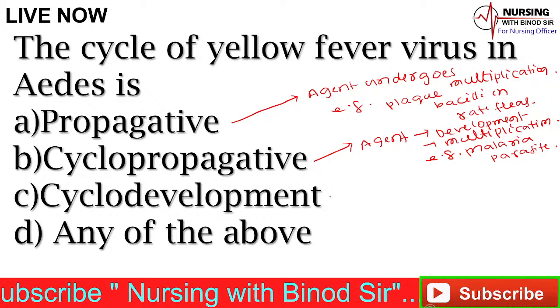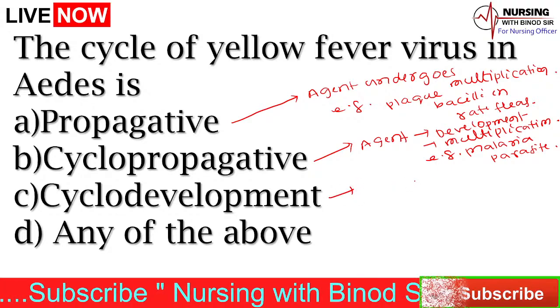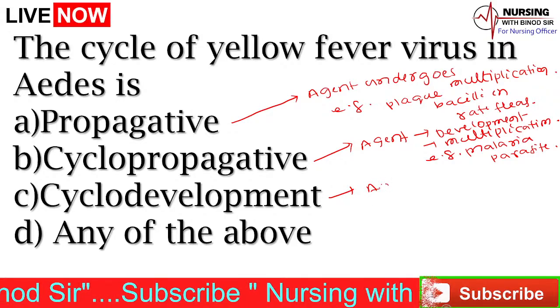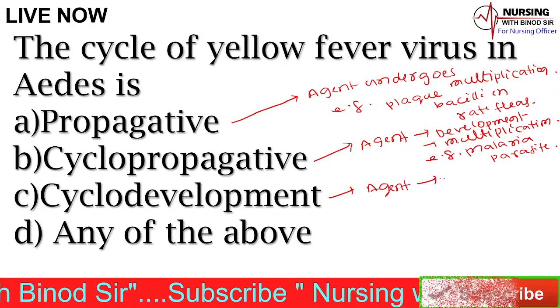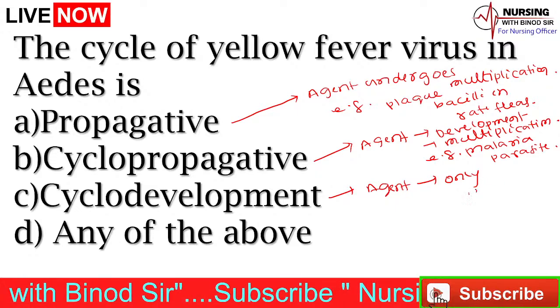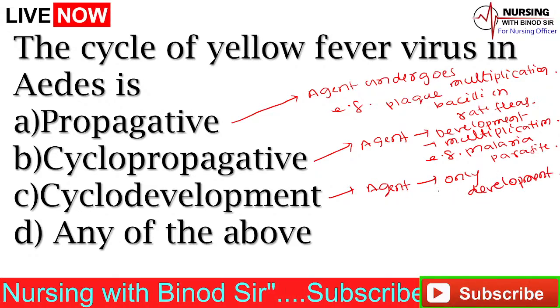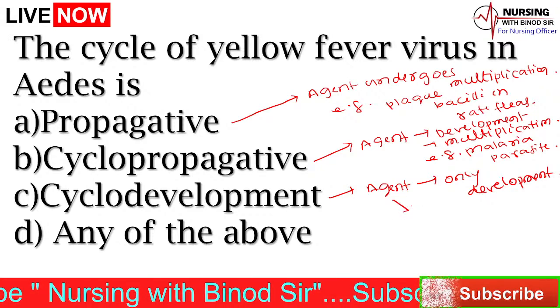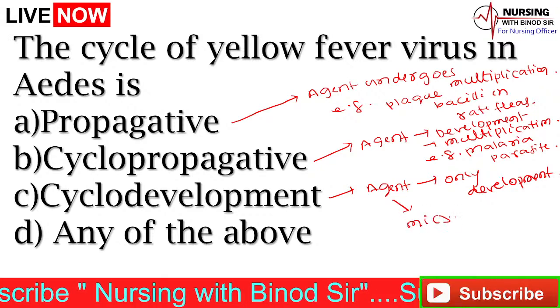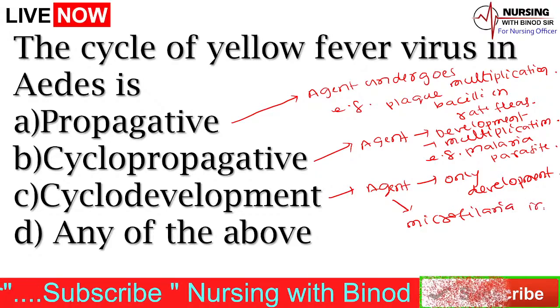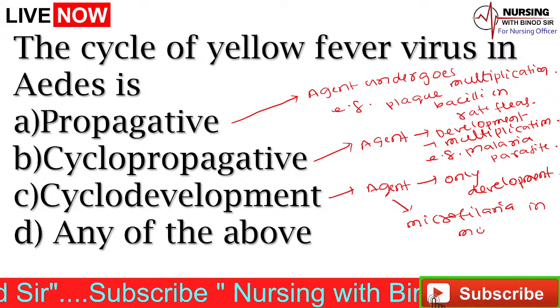Now we'll come back to the cyclodevelopmental. The agent undergoes only development. You have to remember this one. Where only development occurs, for example, microfilaria in mosquito.